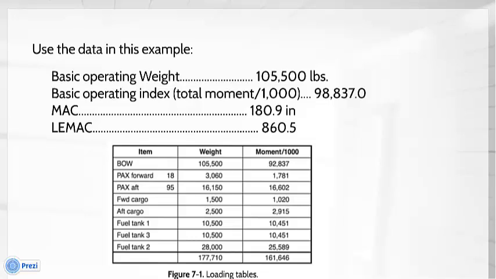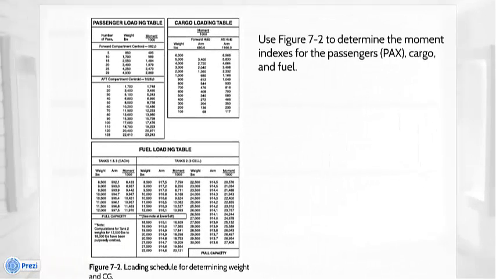Basic operating weight is 105,500 pounds. Basic operating index or total moment divided by 1,000 is 98,837.0. MAC is 180.9 inches. LEMAC is 860.5. Use Figure 7-2 to determine the moment indexes for the passengers, cargo, and fuel.